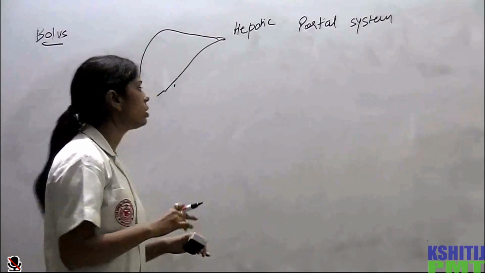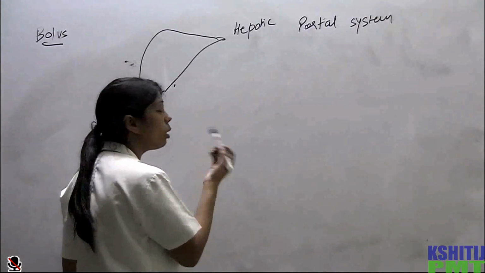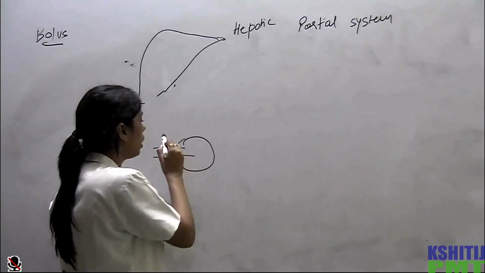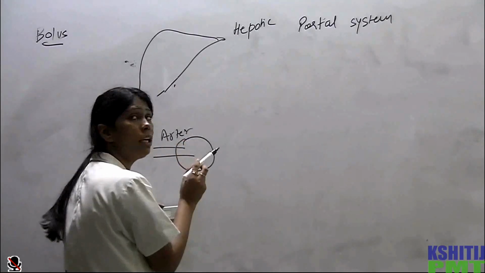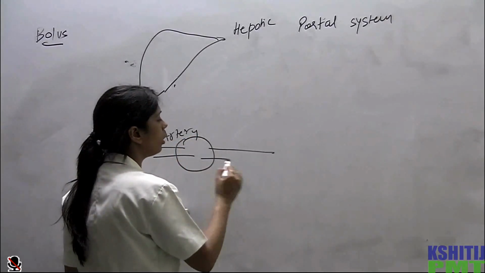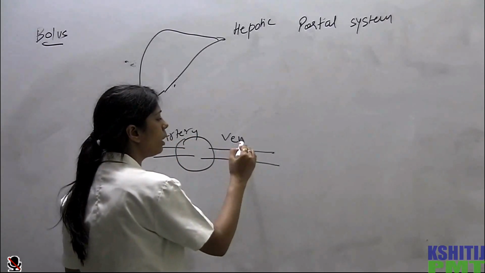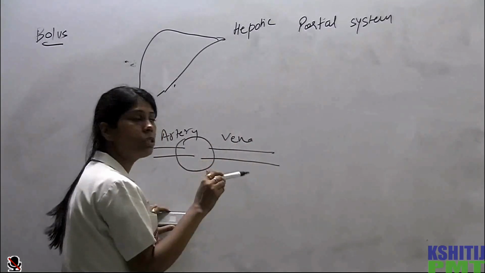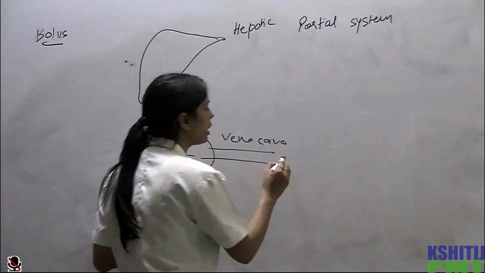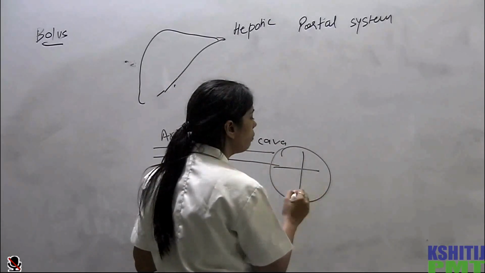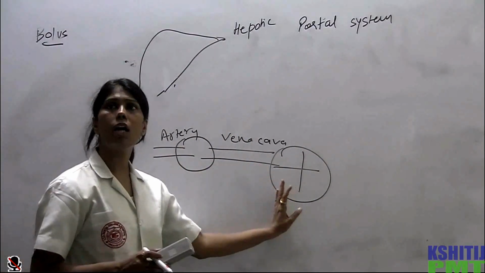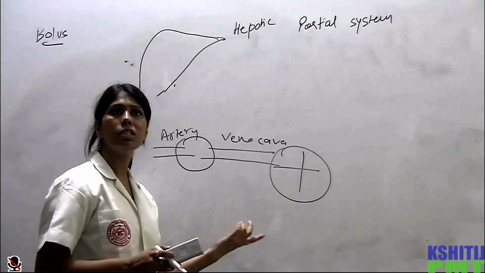See what actually the portal system is. Normally what happens? There is an organ. It is supplied by an artery. Then its impure, deoxygenated blood is drained into the vena cava. Then the vena cava carries it to the heart for purification. Normally this is what happens.